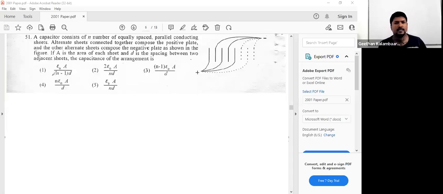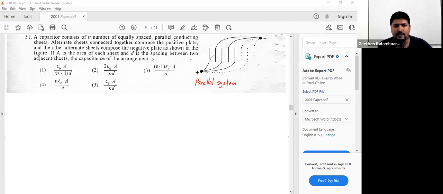Question number 51 is asking about the effective capacitance of a capacitor set. Here you can see there are plates connected, one after the other. The plates are connected alternately to the positive terminal and to the negative terminal. So we can say directly it's a parallel system because all of the plus plates are connected together and all the minus plates are connected together. In a parallel system, you know how to get the effective capacitance. You can find one and then you can just add them.